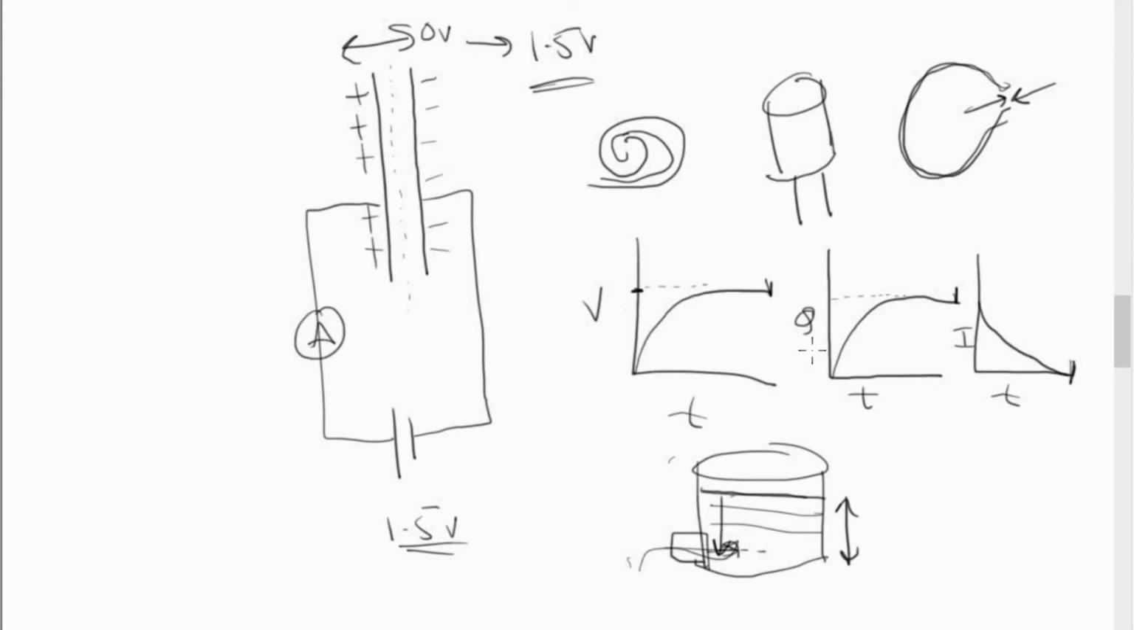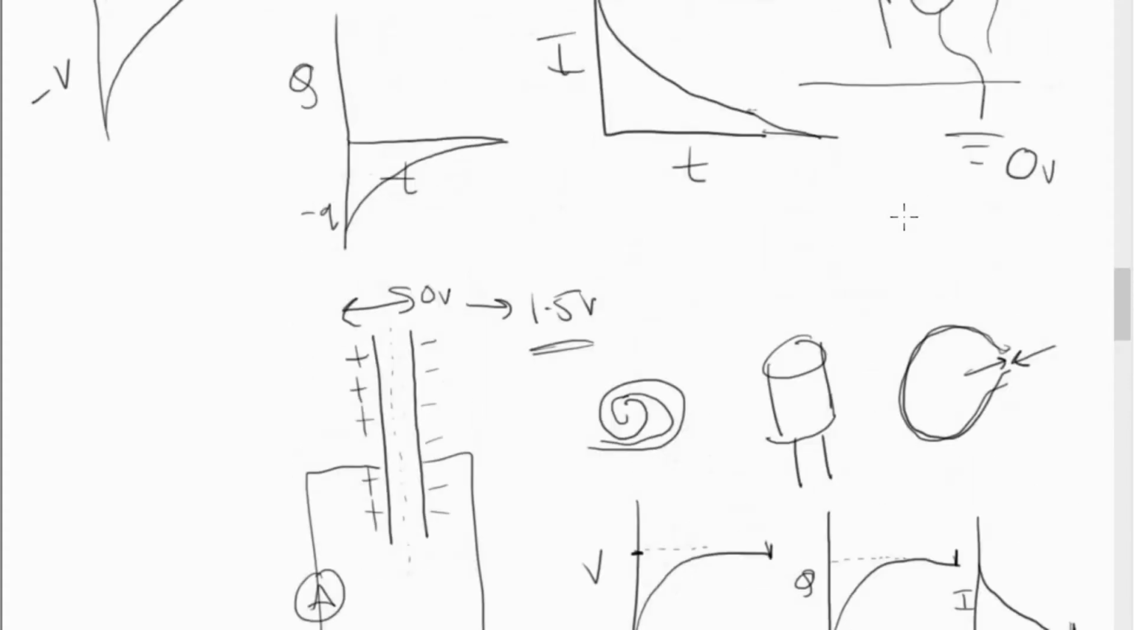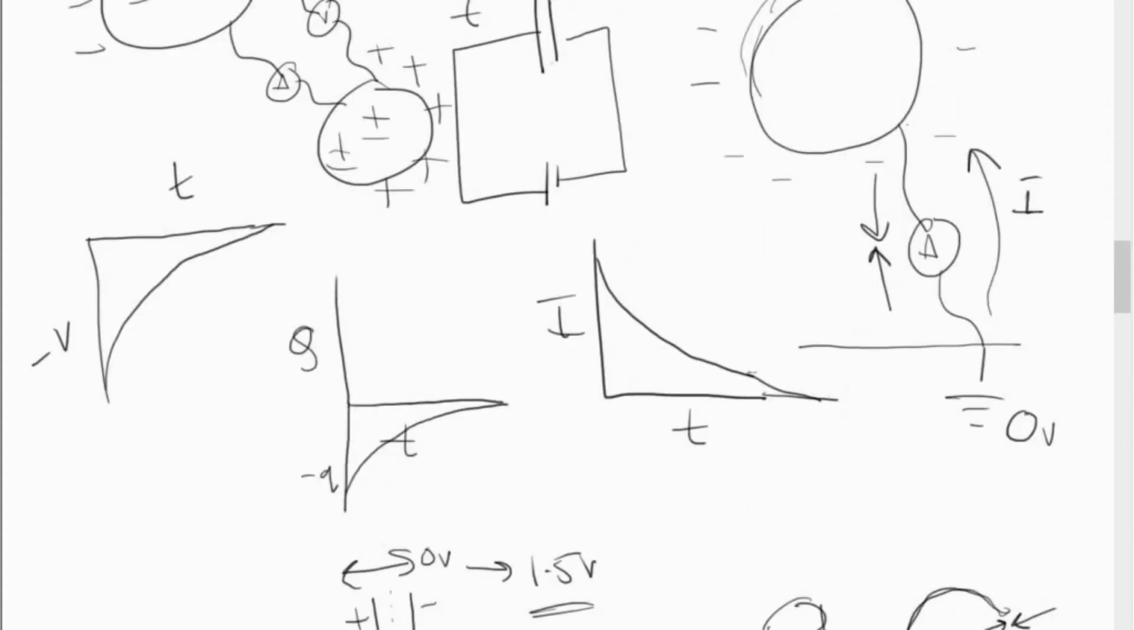Yeah, they all reach zero. Eventually, capacitors will discharge. When we're talking about discharging, they eventually reach zero because there's no potential difference across the capacitor anymore. Right? Does this make sense?